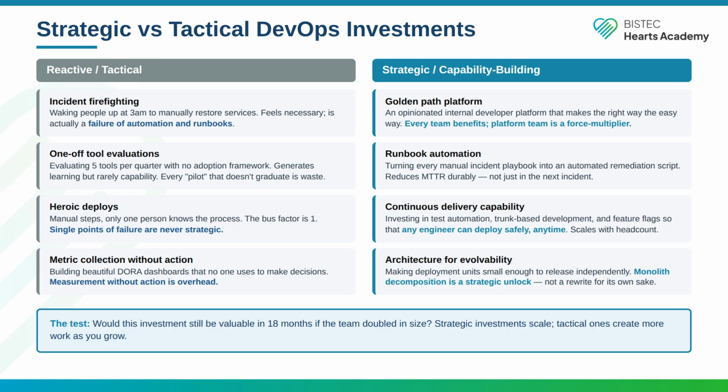The scalability test is simple. If you do this, does the same problem come back in 6 months? If yes, it is tactical. If no, because you have automated it, eliminated the condition, or changed the process, it is strategic. A healthy goal is spending at least 30 to 40% of team capacity on strategic work. Track it explicitly. If you do not measure the ratio, tactical work crowds out strategic work every time. Burnout in DevOps teams is almost always a ratio problem. Teams spending 80% or more on reactive work burn out fast, even if no individual task is overwhelming.